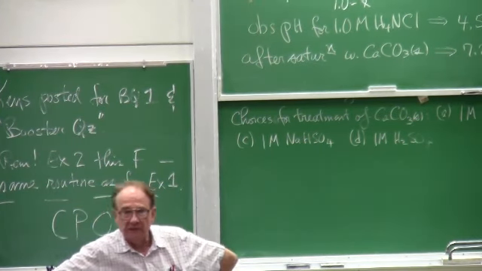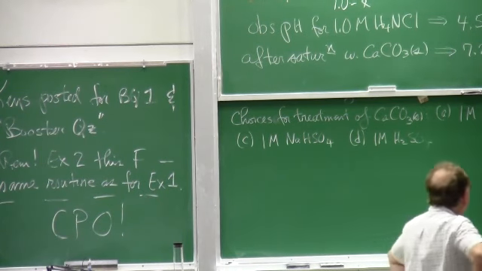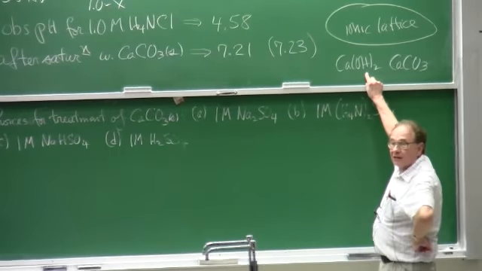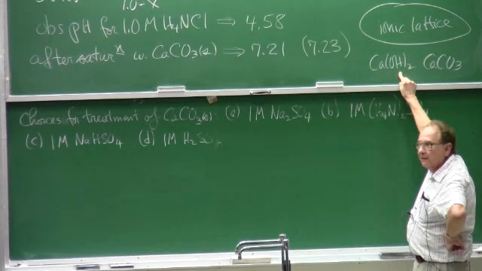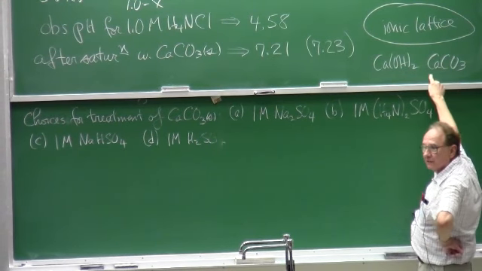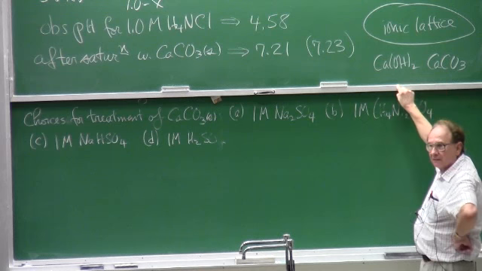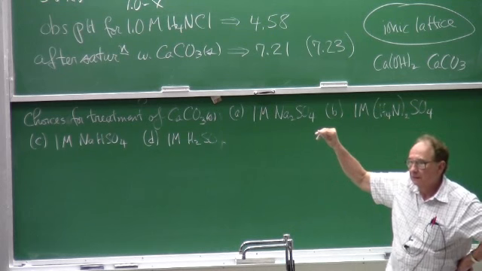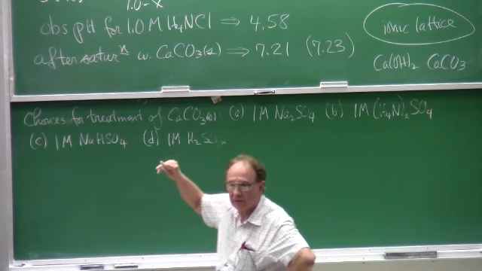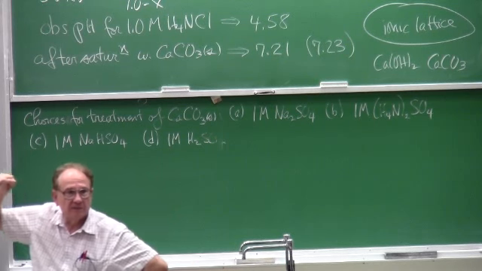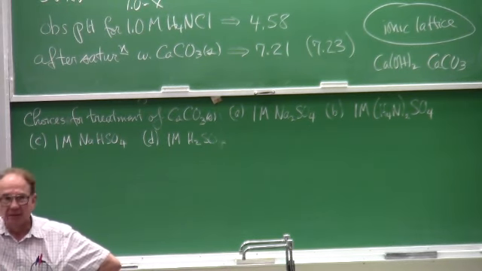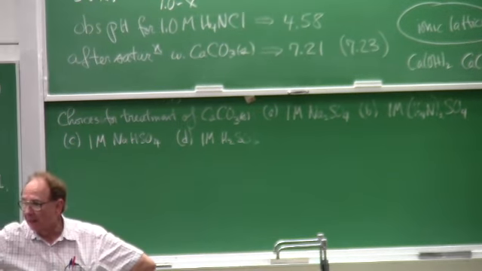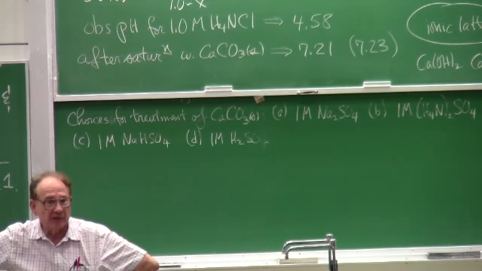Now, what do you think about the average attraction between and among calcium ions and hydroxide ions in this lattice compared to calcium ions and carbonate ions in this lattice? Where do you think the attractions might be stronger? Calcium carbonate, why? Greater charge. Well, carbonate's -2 like calcium ion. But hydroxide ion is only -1.